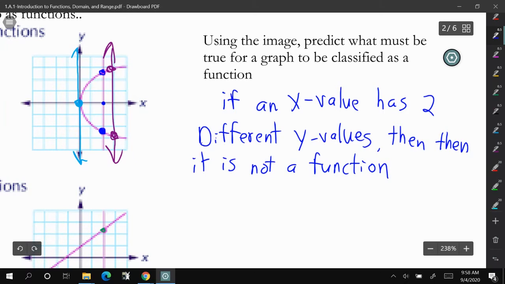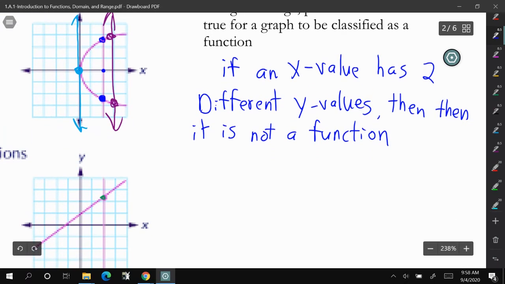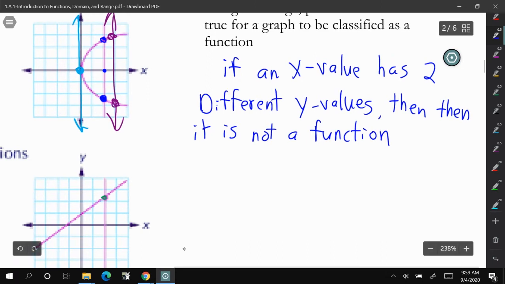Notice that the opposite could be true. We could have two x values have the same y value, but it's very important that an x value cannot have two different y values.